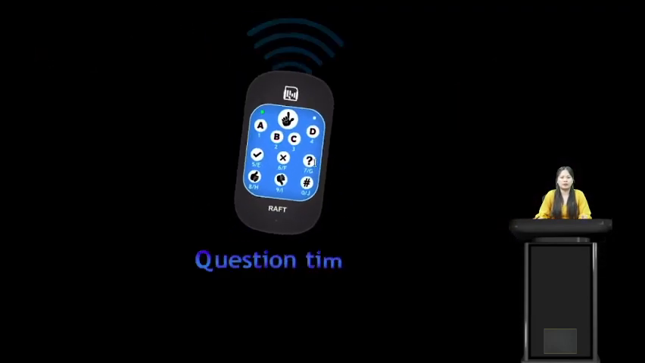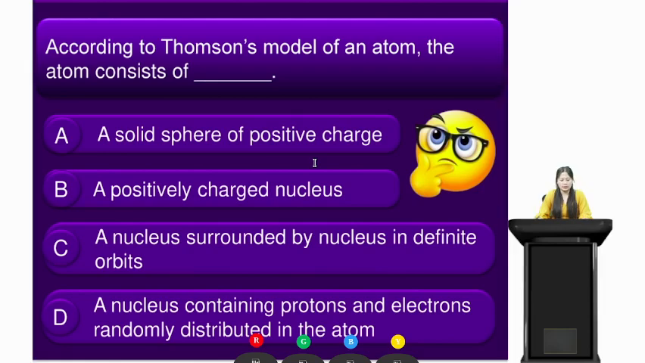Alright students, we have one question. Please get your rough devices ready. The question is, according to Thomson's model of an atom, the atom consists of which of the following? I'm giving you 30 seconds for this question. Your time starts now.